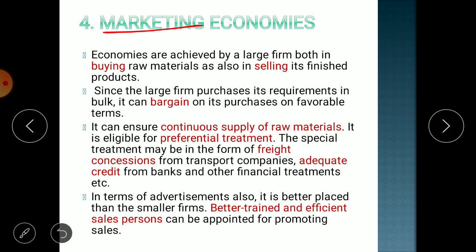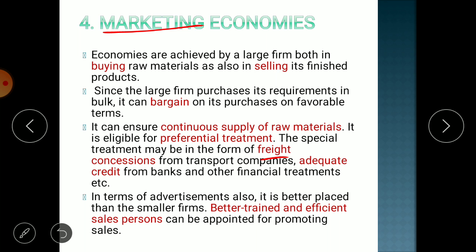the raw material of different small firms. You know that transportation system is there, which loads the raw material of different small suppliers and gives the facility of transportation. The large firms have their own truck, whereas small firms don't own their own truck. So their cost of transportation increases. Per unit transportation cost will increase. That is freight concessions from transport companies, and adequate credit from banks and other financial treatment, etc.